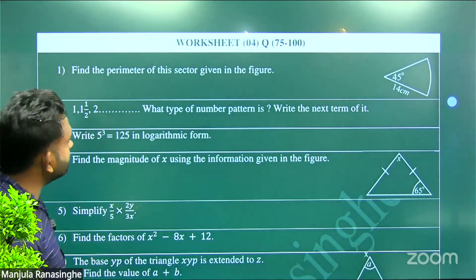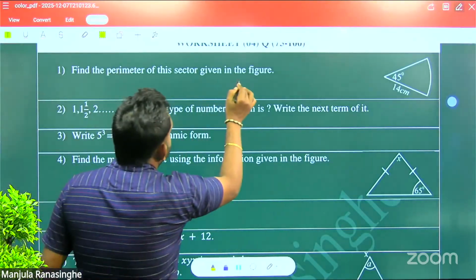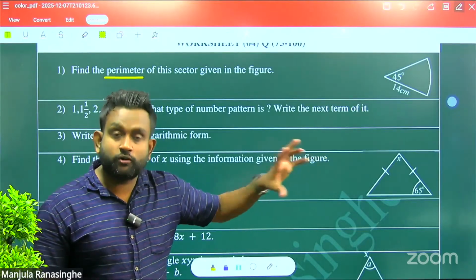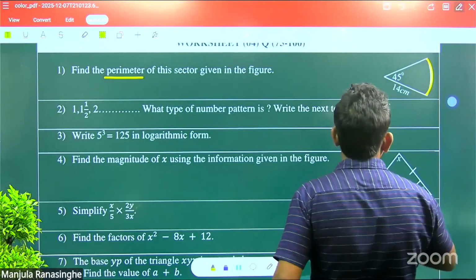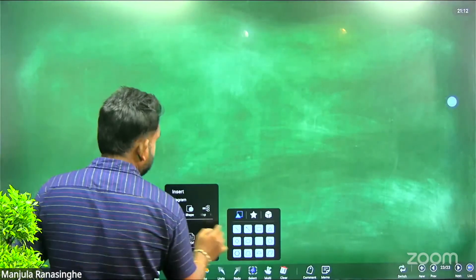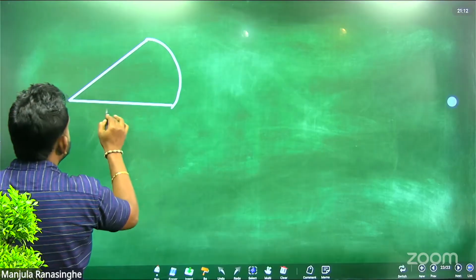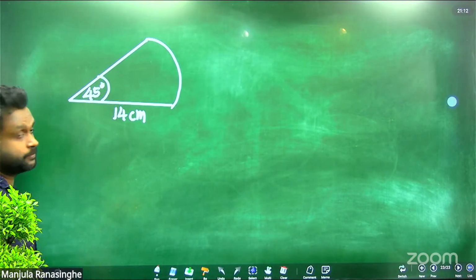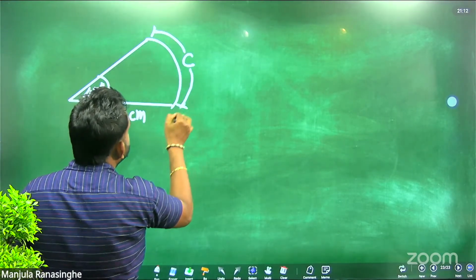Find the perimeter of this sector given in the figure. Concentrate on the keyword here, the mathematical term, the perimeter. This is a sector, so to find the perimeter of a sector, you require the arc length, the curved length. This is a 45-degree sector with a 14 centimeter radius. Here they are asking about this arc length, the curved length.